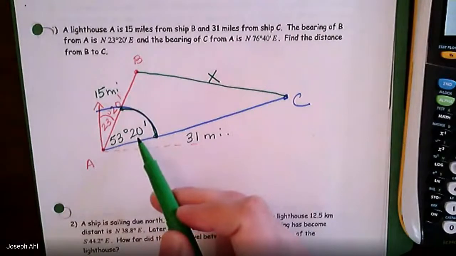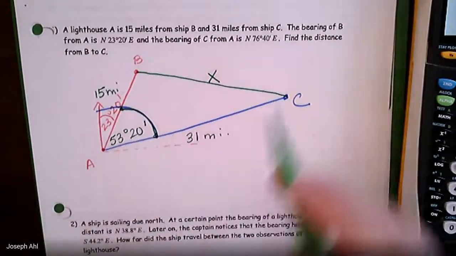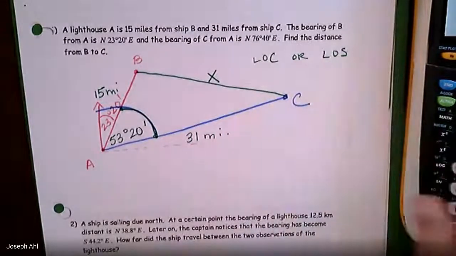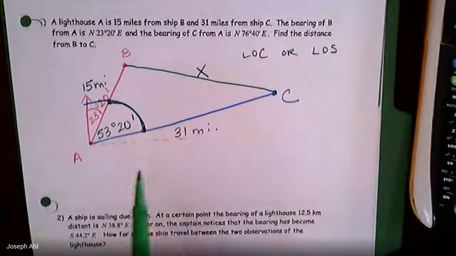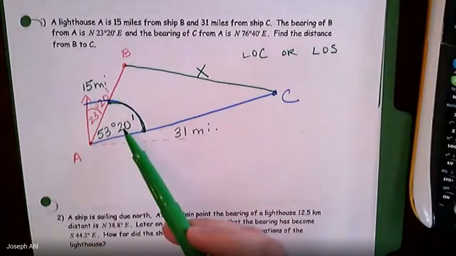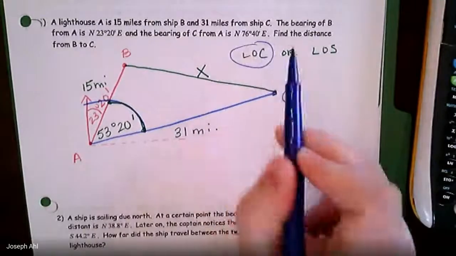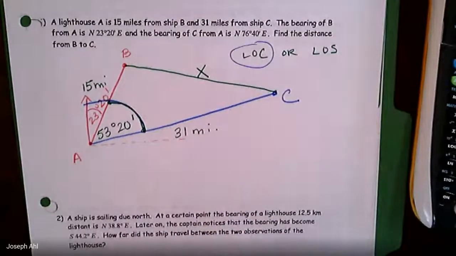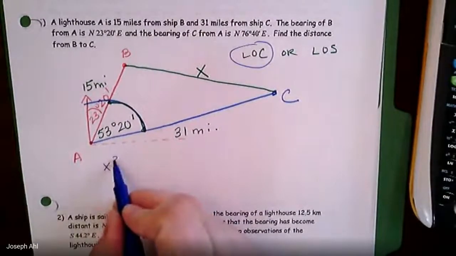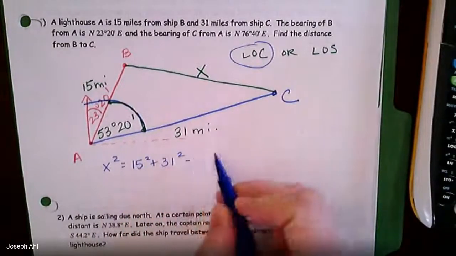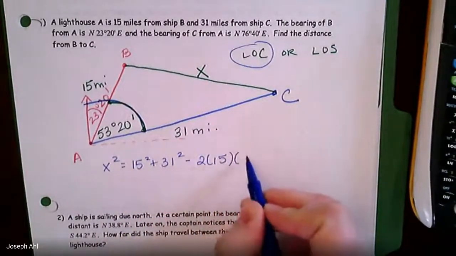Okay, now that I know the angle in between, if we're deciding, is this law of cosines or law of sines? We currently have a side-angle-side setup. And when you have side-angle-side, I really hope we're going to default to law of cosines at that point. So law of cosines would be x squared equals 15 squared plus 31 squared minus 2 times 15 times 31.